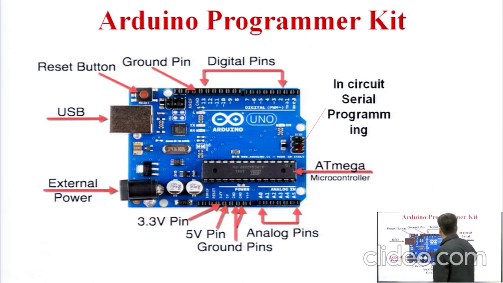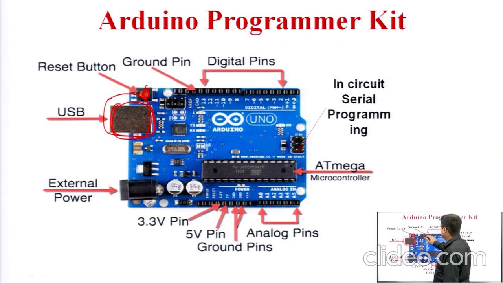So in this programmer kit, you can see we have peripherals, USB. You can connect a USB cable to Arduino through this module. It has a reset button. Reset button means that when you press the reset button, you can initialize to the initial value. Okay, you can go to the initial value.